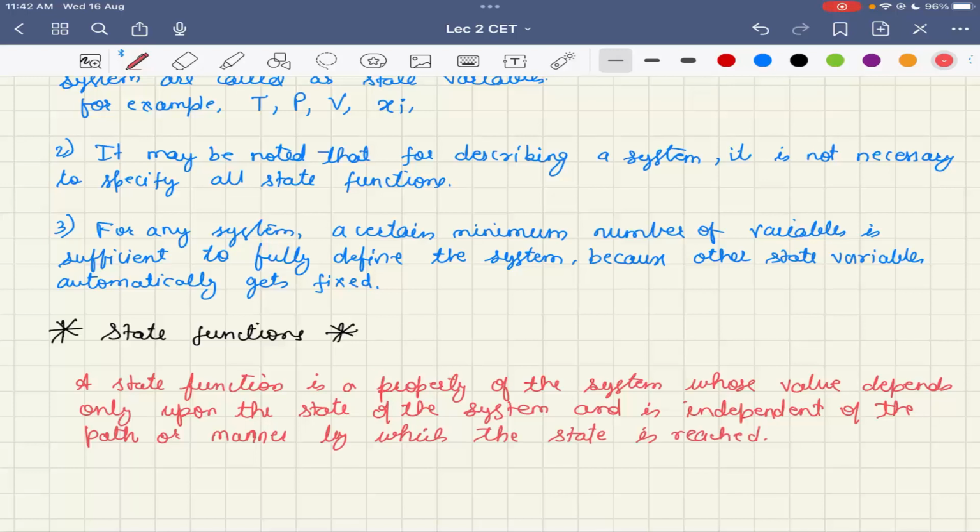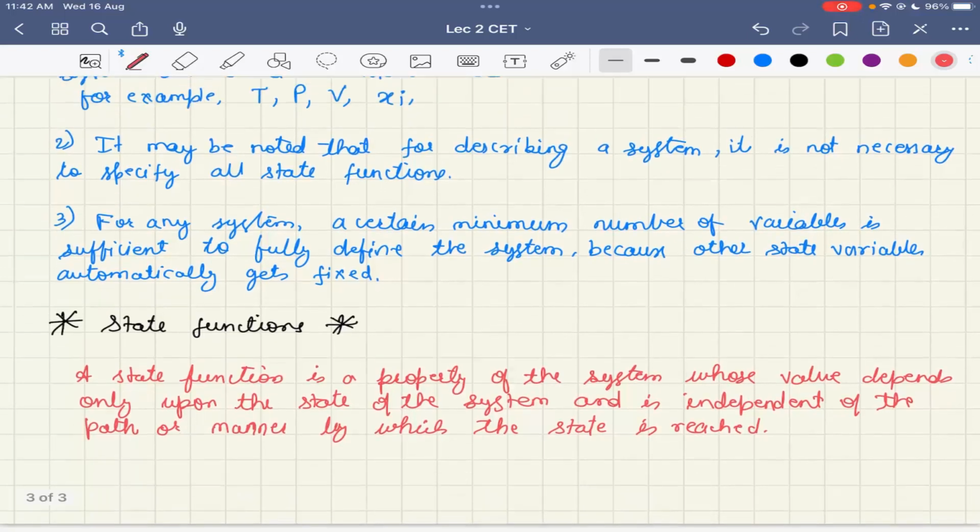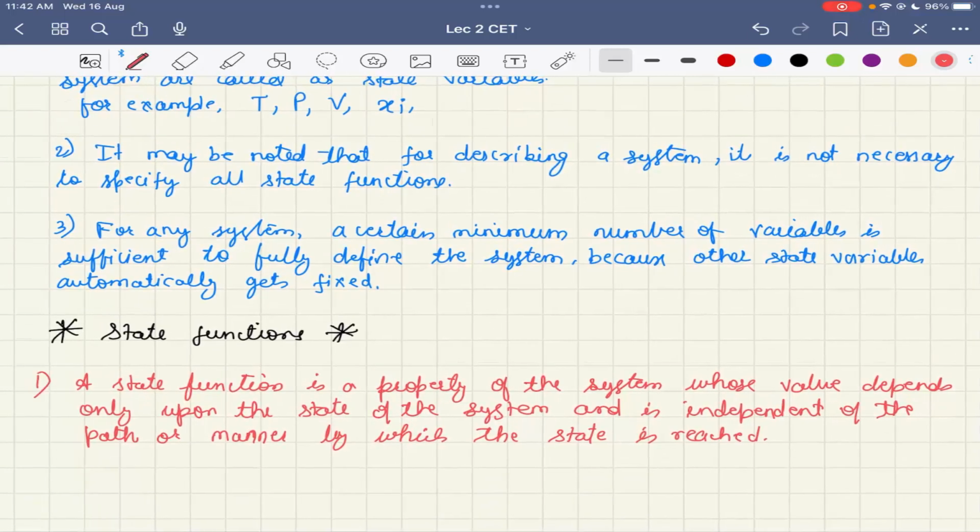The change in the values of these properties, that is state functions, depends only upon the initial and final state of the system and not on the path by which the change from initial to final state is brought about. Some common state functions are temperature, pressure, volume, internal energy, enthalpy, entropy, etc., right? So this we will also write.